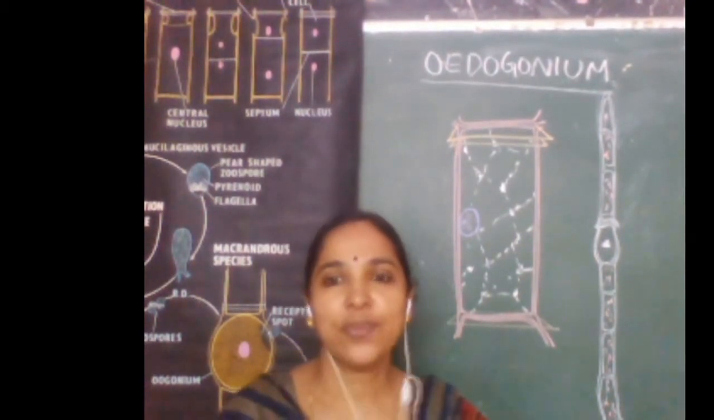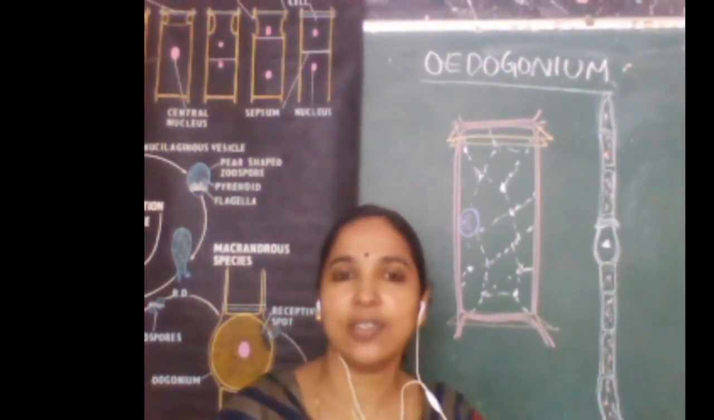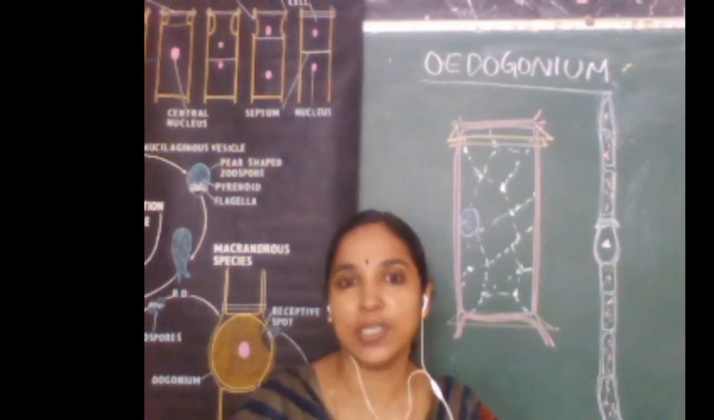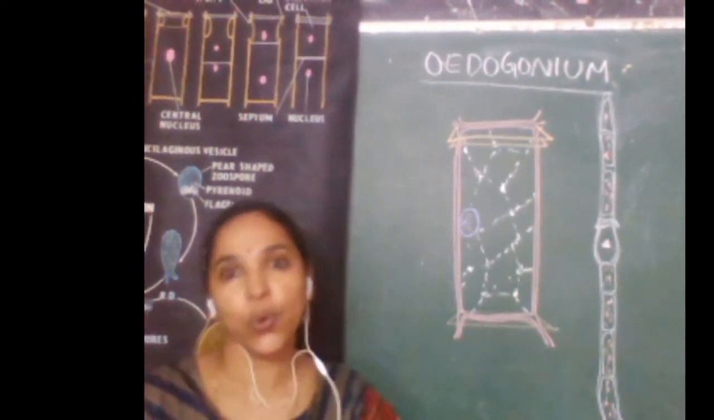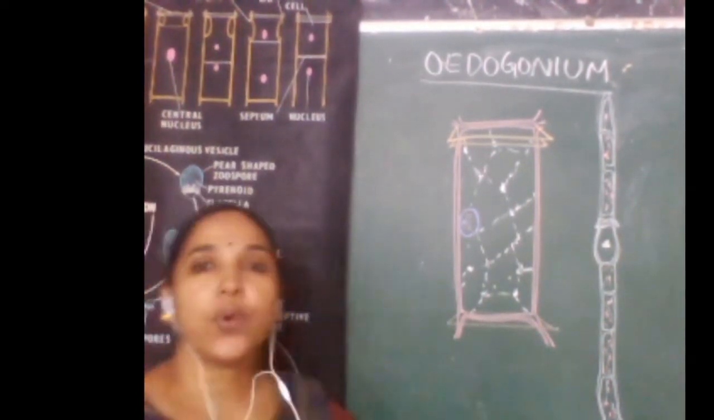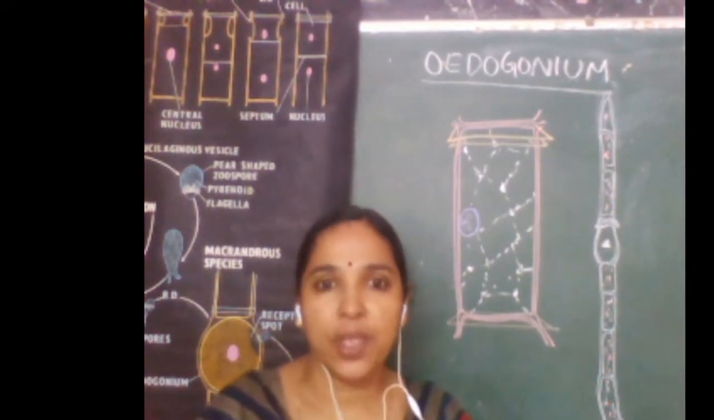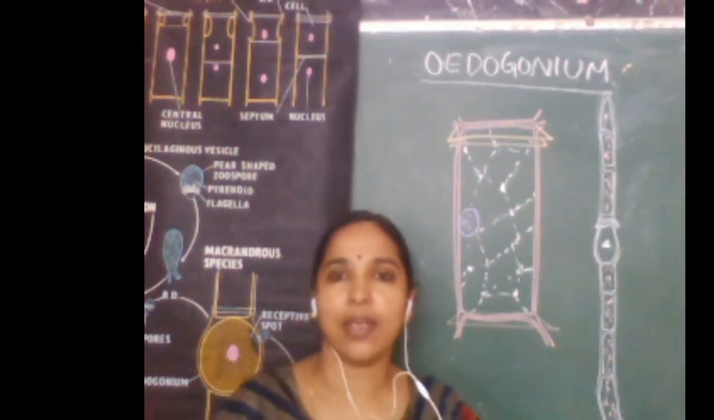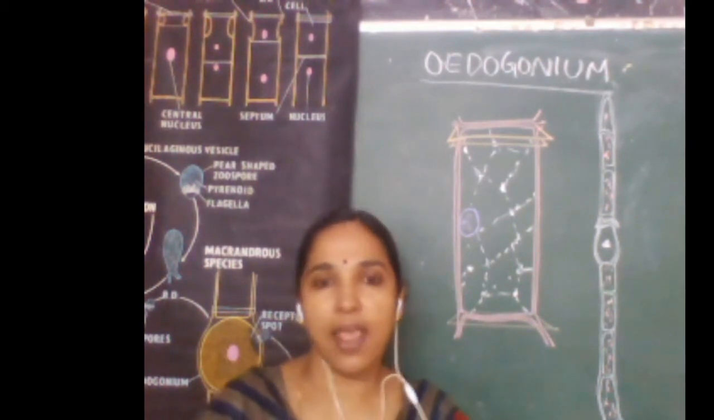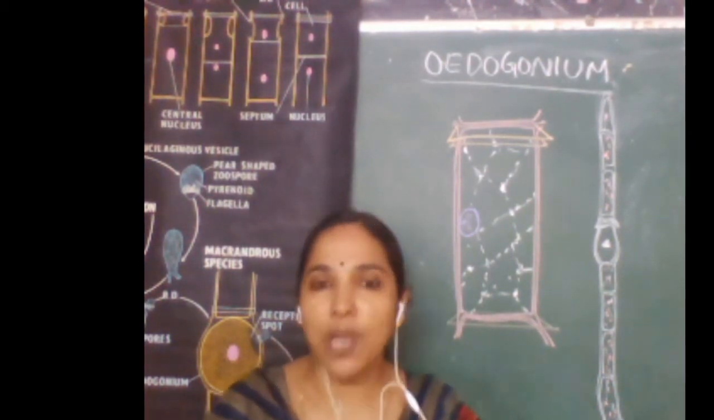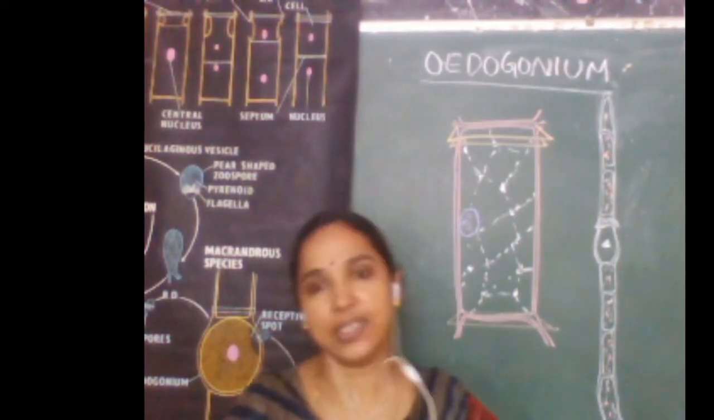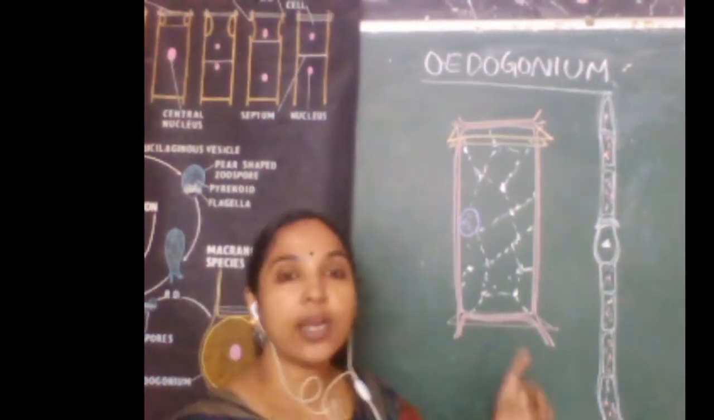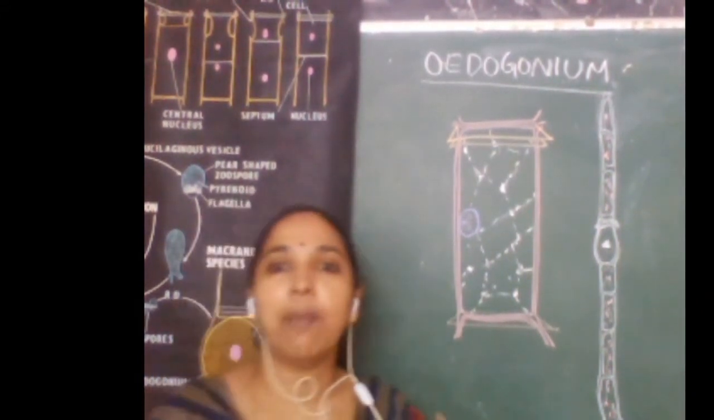Welcome to all. So today we are going to discuss the next type in your syllabus, that is Oedogonium. So Oedogonium is a freshwater algae. You can see it is very common in our freshwater sources like ponds and lakes and so on. And this belongs to the class Chlorophyceae and the order Oedogoniales, family Oedogoniaceae.